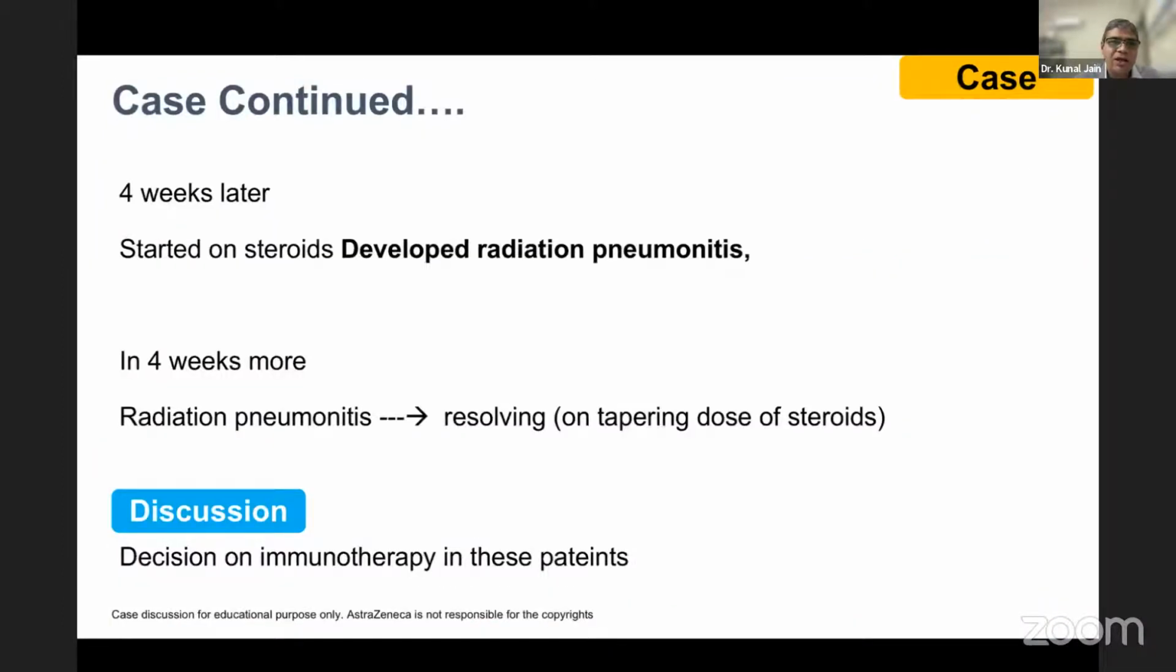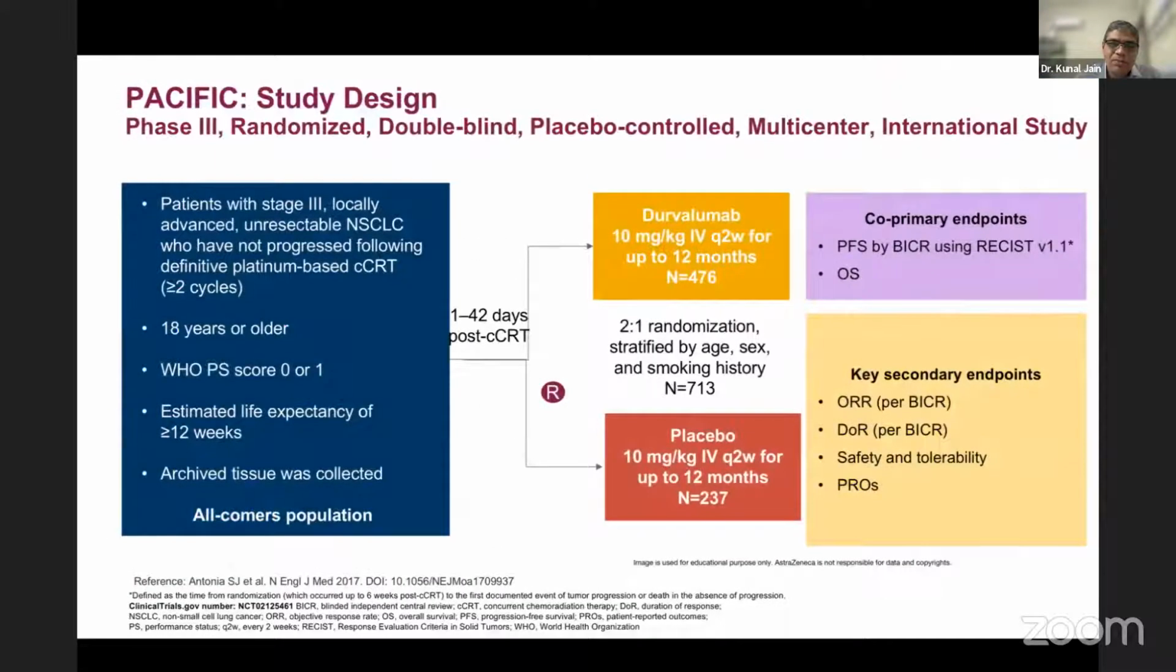conventional CTRT. So this patient developed radiation pneumonitis because I think you can see the initial volume of the tumor was also quite large. After development of this complication, the patient was started on steroids, and gradually in 3 to 4 weeks he had resolving symptoms and had tapering of the dose of steroids. So then again the question comes whether this patient can be considered for immunotherapy or not.